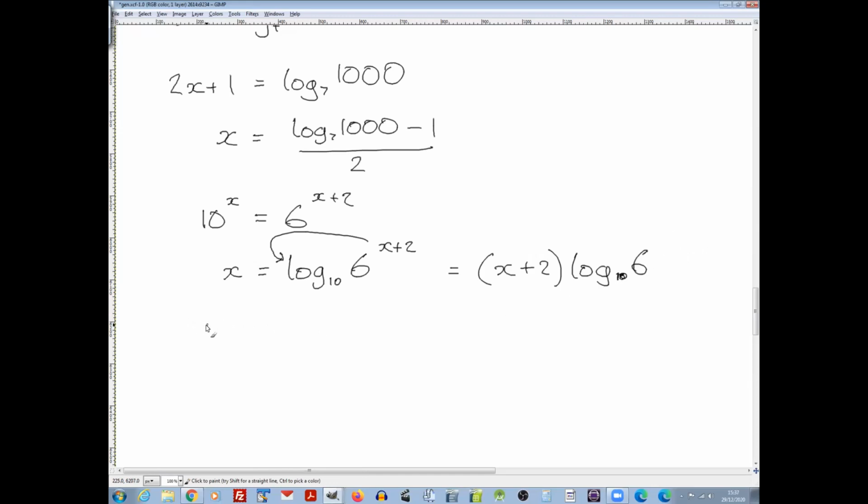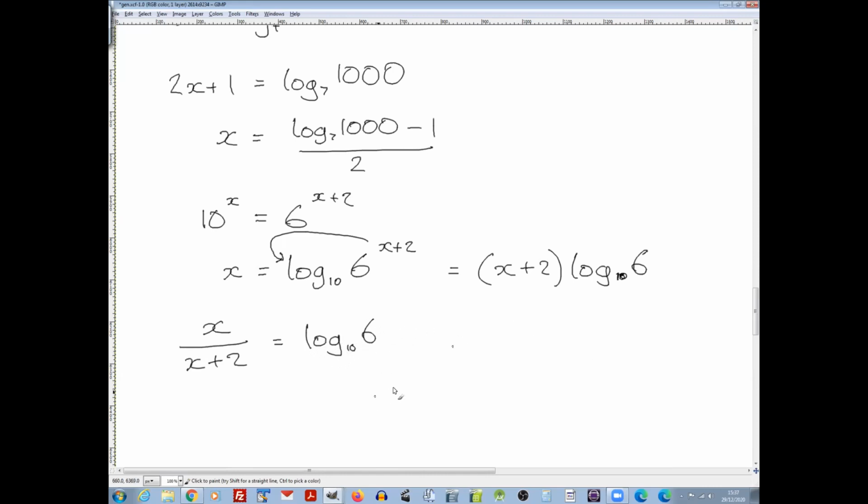And then you could, forgetting about this bit and just saying x equals that, and we're trying to make x the subject. So, I don't know, would you say x over x plus 2 equals log, base 10? Absolutely, that's correct. Now, your only difficulty now is log to base 10 of 6.